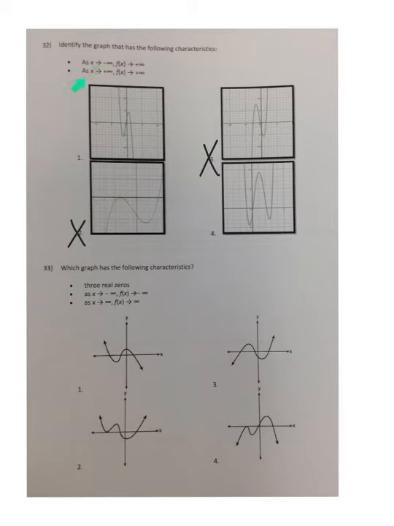So let's look at the next one then. As x goes to positive infinity, that's the right-hand side of the graph, which one of these two is going to infinity? So as we look at the right-hand side of the graph, which graph is going up? Well, that's not happening here, but look, it is happening here. So the answer is going to be choice 4. Okay, next one.